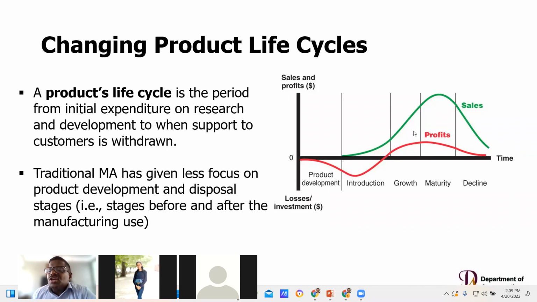Even in the growth stage, you should monitor the performance. You have to evaluate your product. Likewise, the product life cycle will have an impact on management accounting. A product life cycle is the period from initial expenditure on research and development to when support to customers is withdrawn. That's the description of product life cycle. Traditional MA has given less focus on product development and disposal stages, before and after the manufacturing and use. The traditional management accounting ignored the product development stage and this stage, really.